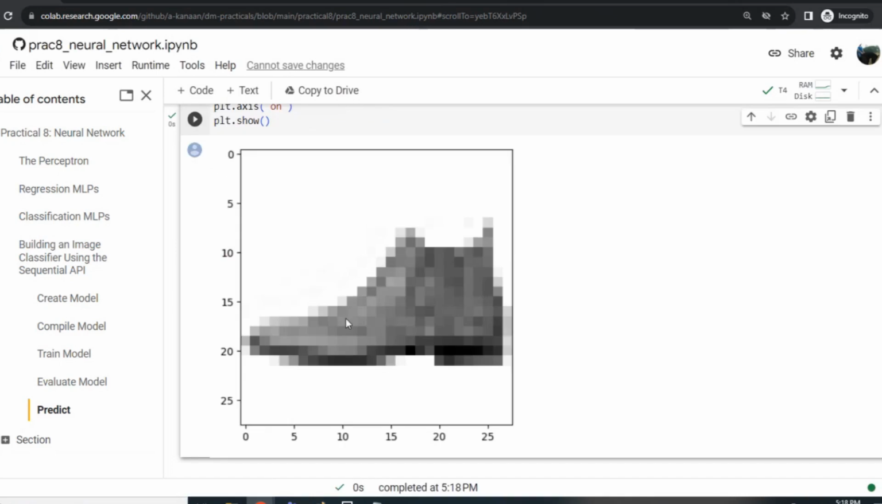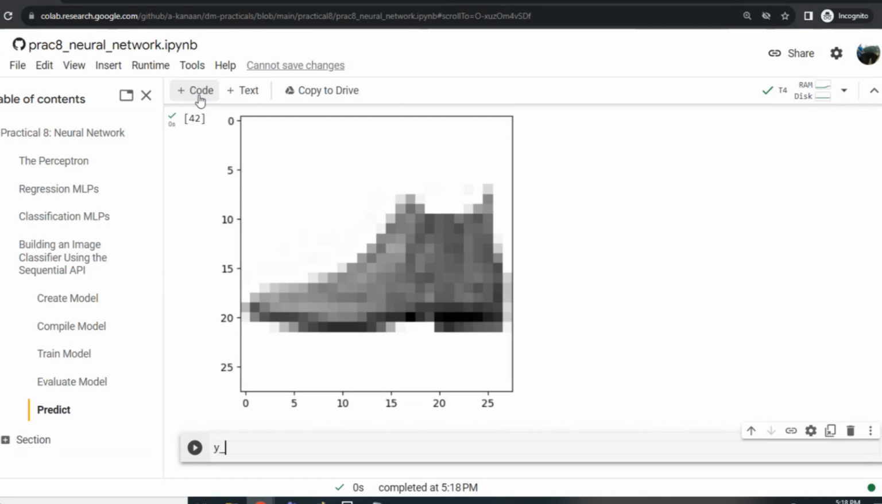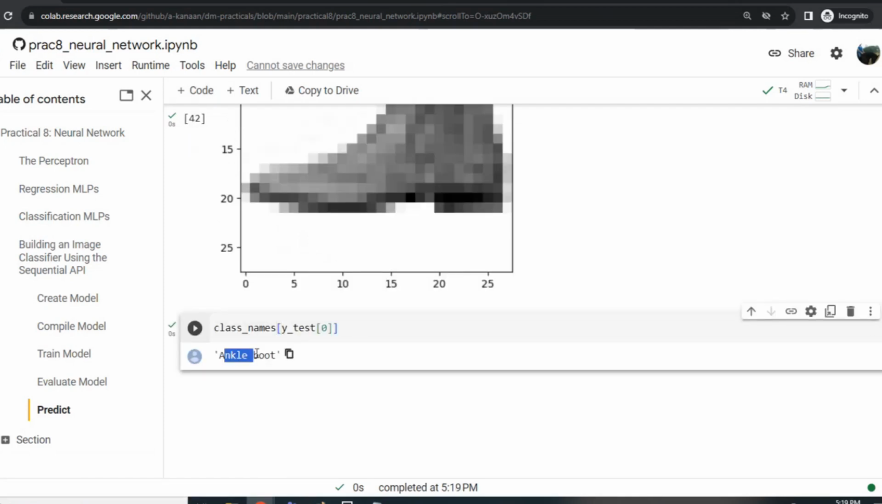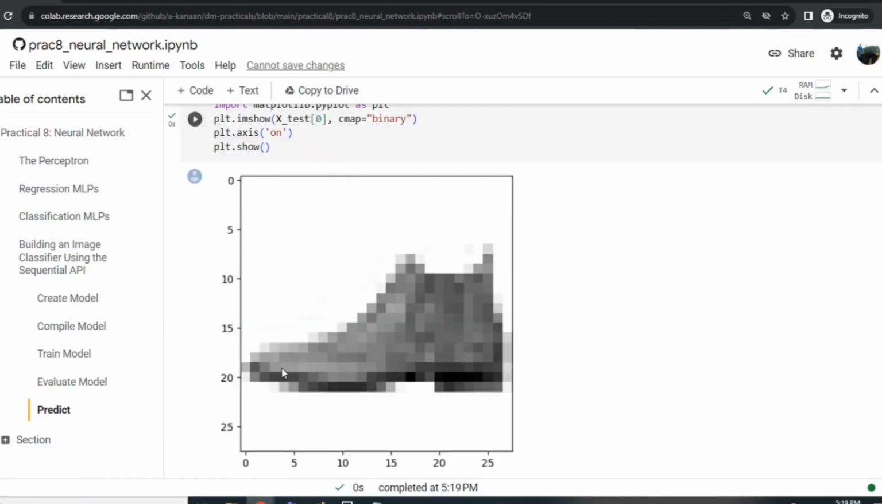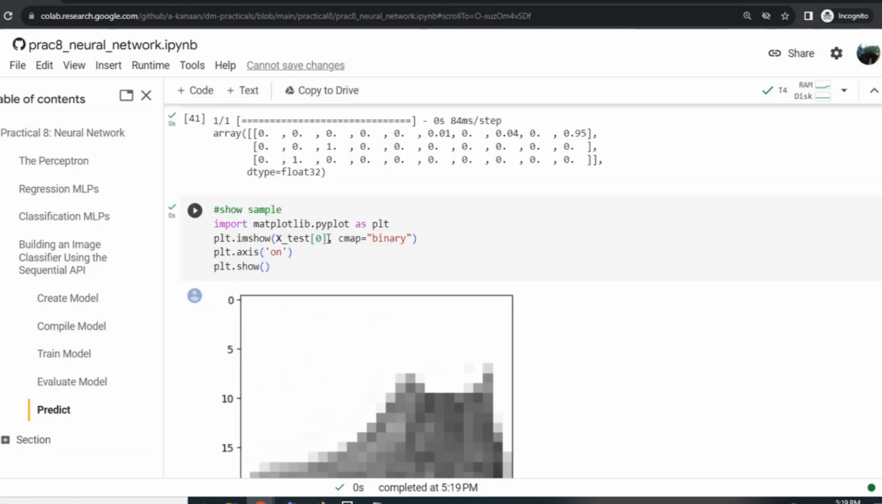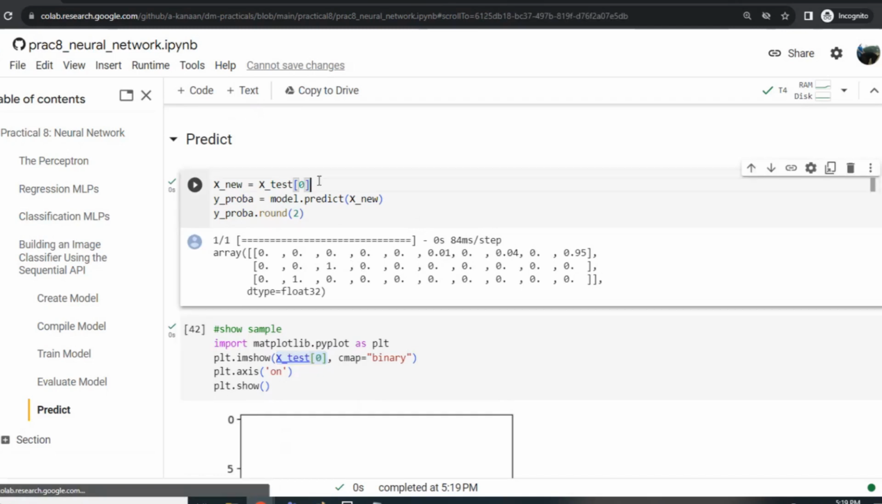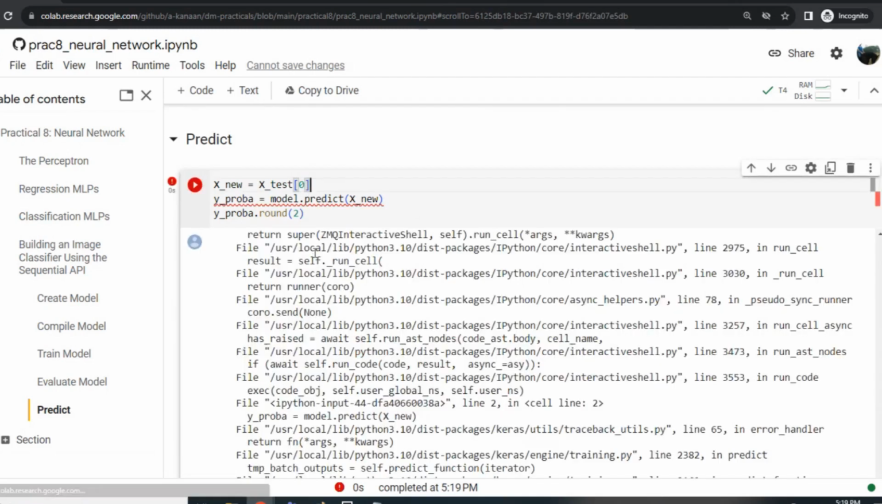So what do we have here? If we don't know, again, we can check the y test label and then the class names. So this one is an ankle boot. I'm going to pass this picture to the neural network and see whether it's able to recognize it or not. So I'm going to put here just X test for 0.